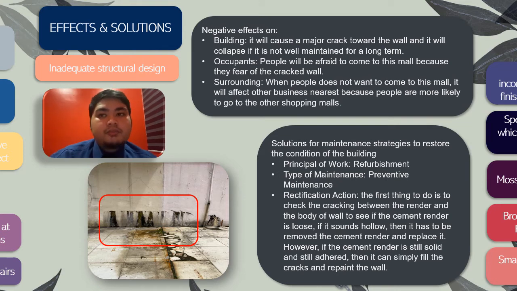For the solution for maintenance strategies, first principle of work, refurbishment. Next, type of maintenance, preventive maintenance, and rectification action. The first thing to do is to check the cracking between the render and the body of the wall to see if the cement render is loose. If it sounds hollow, then the cement render has to be removed and replaced. However, if the cement render is still solid and still adhered, then you can simply fill the cracks and repaint the wall.